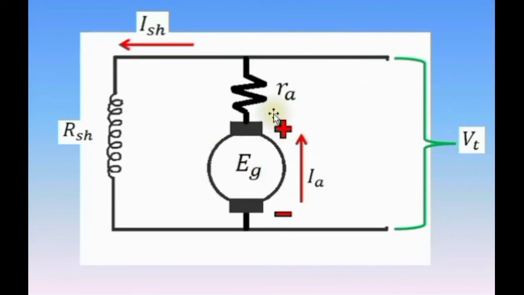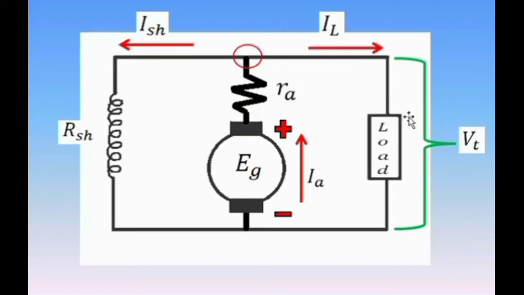During no load, the armature current will only be supplying the shunt field winding. And if we are going to analyze this, the armature current will be equal to the shunt field current. But again, that will happen if there is no load connected to the terminal of the generator. But if there's a load on its terminal, then IL will be present. During that time, IA will not be equal to ISH anymore.